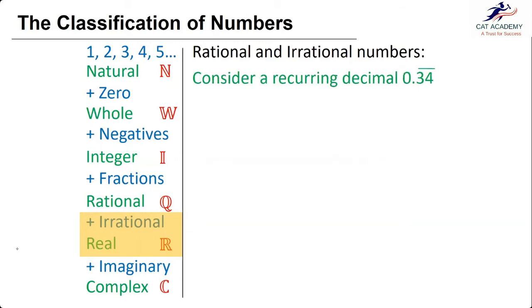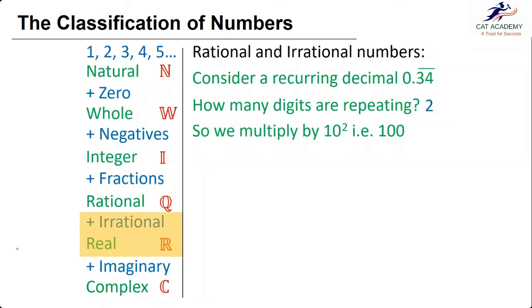So let's take this for an example, 0.34 bar. So question 1, how many digits are repeating? 2 digits. If 2 digits are repeating, so we will multiply by 10 square. So let's say x is equal to 0.343434 and so on. It doesn't end there, it continues.